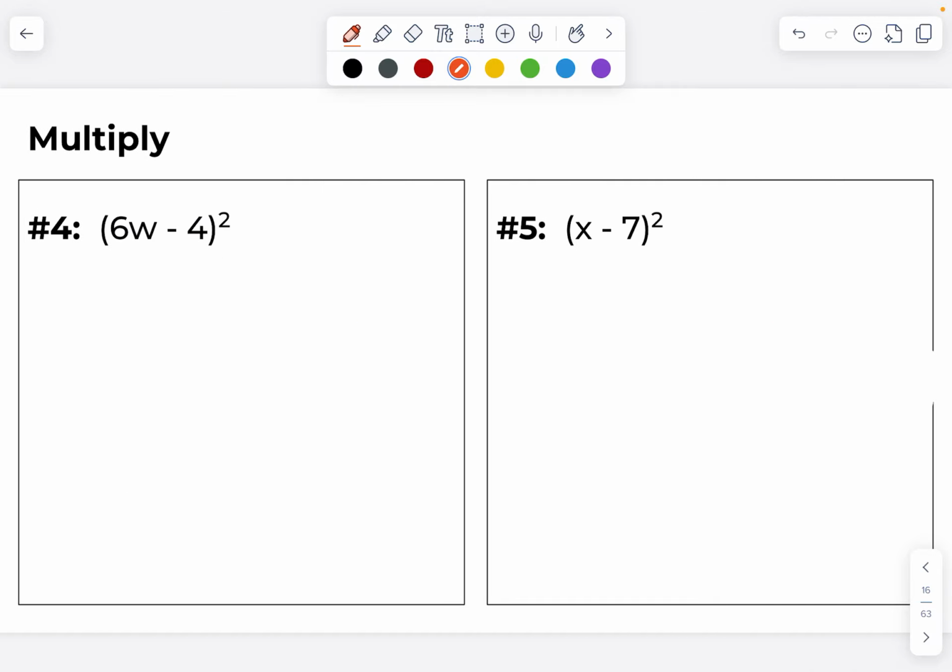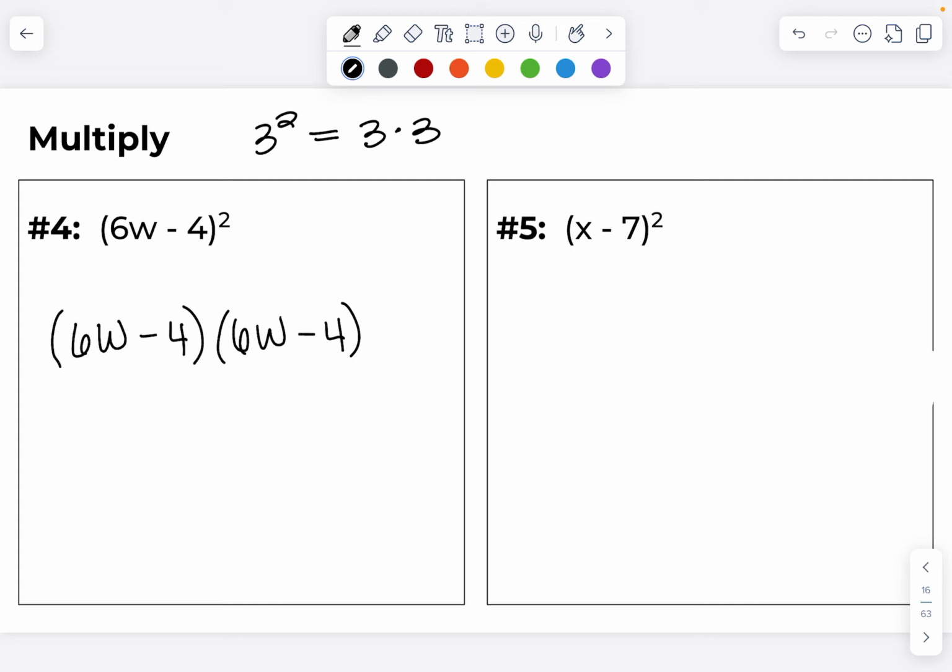So we're now going to look at a different way of writing multiplication of polynomials. So anything squared, let's talk about it. If I have 3 squared, that is the same thing as saying 3 times 3. So if I have 6w minus 4 squared, that is the same thing as saying 6w minus 4 times 6w minus 4. So we just can rewrite it. I highly recommend rewriting this out and expanding it and writing it as 2 terms, because then it's going to make that process of FOIL much easier.